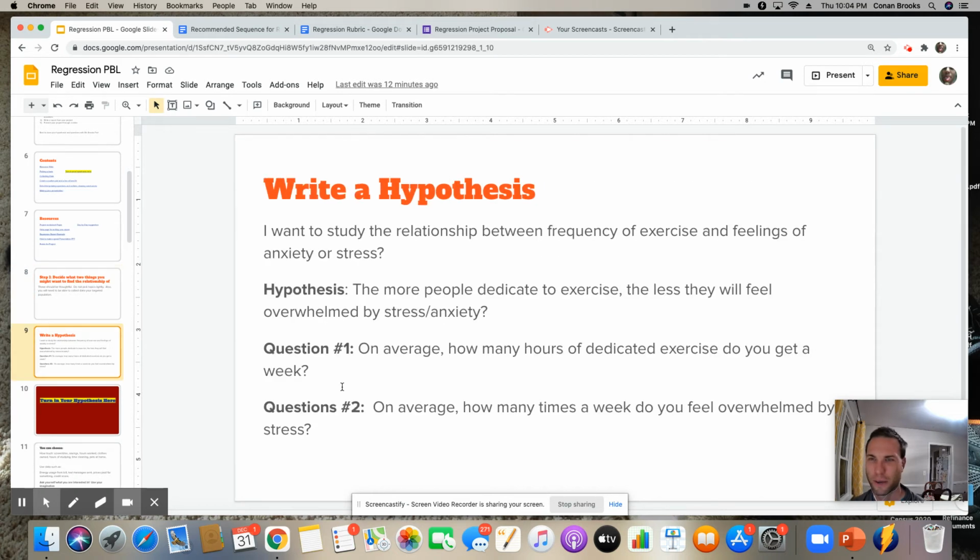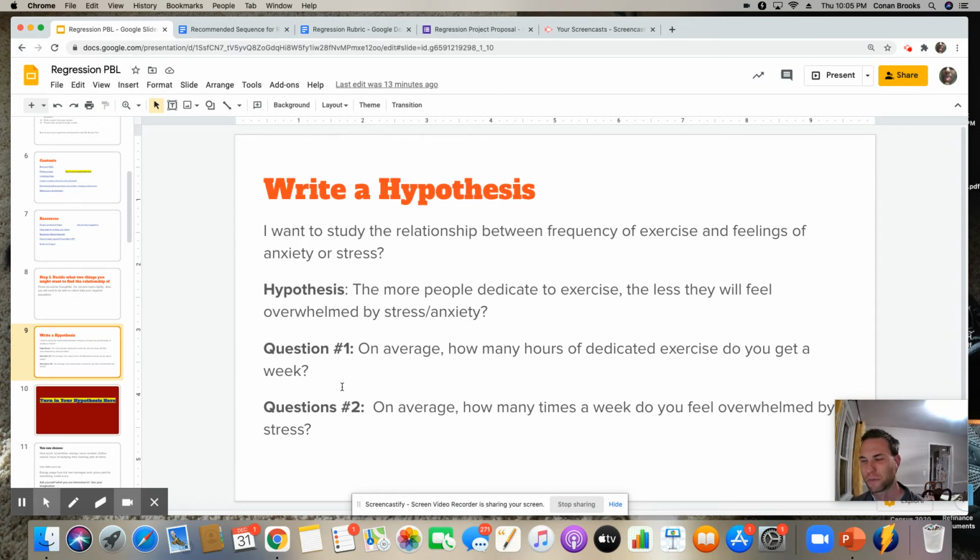So then you're going to write a hypothesis. Let's say you want to study the relationship between frequency of exercise and feelings of anxiety or stress. Okay, so the hypothesis might be the more people dedicate to exercise, the less they will feel overwhelmed by stress and anxiety. That's explaining the relationship. It's a guess. It doesn't have to be right. If your hypothesis is wrong, it doesn't mean anything bad about you. You found something out, and that's the point.